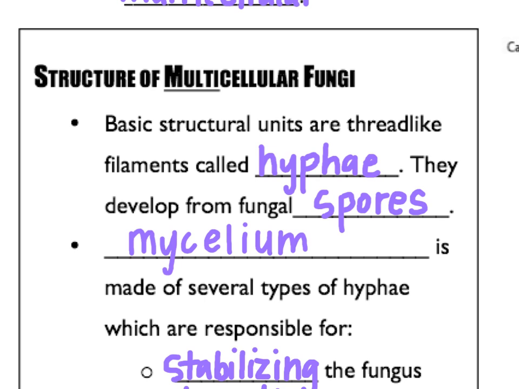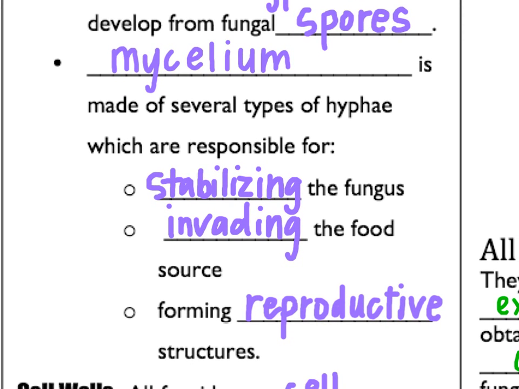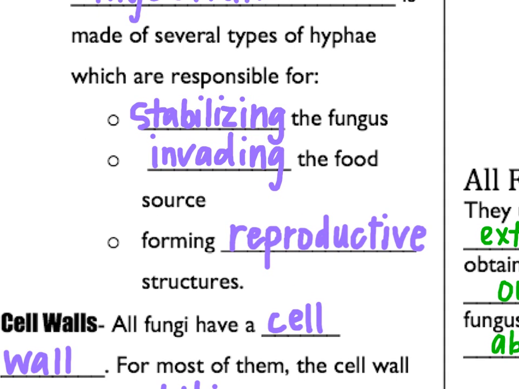Now, like we said, the roots of the fungus are called mycelium, and mycelium are made of these filaments, these hyphae, and there's several different types of hyphae that make up the mycelium, and they have different responsibilities. So these hyphae are responsible for stabilizing the fungus, keeping it upright so that it doesn't fall over. They're responsible for invading a food source because they're decomposers, so they need to be able to invade things that are decomposing or things that are dead so that they can get nutrients out of them. And they're also responsible for forming reproductive structures so that the fungus can reproduce.